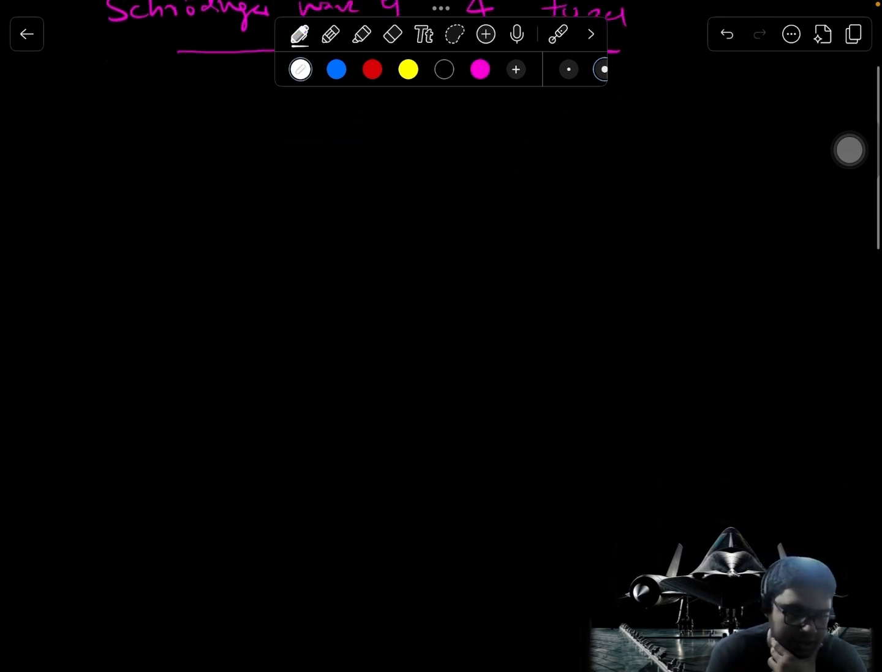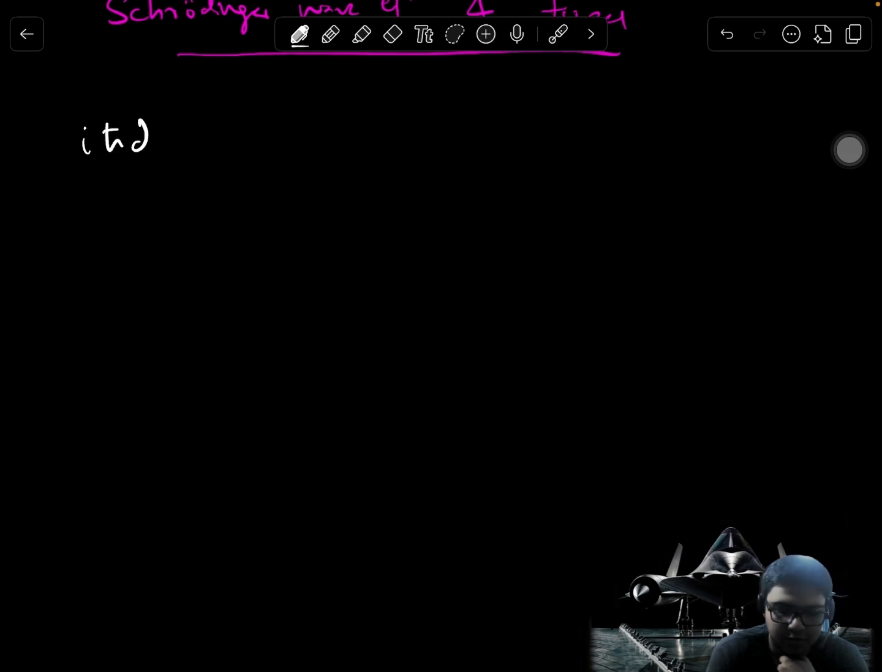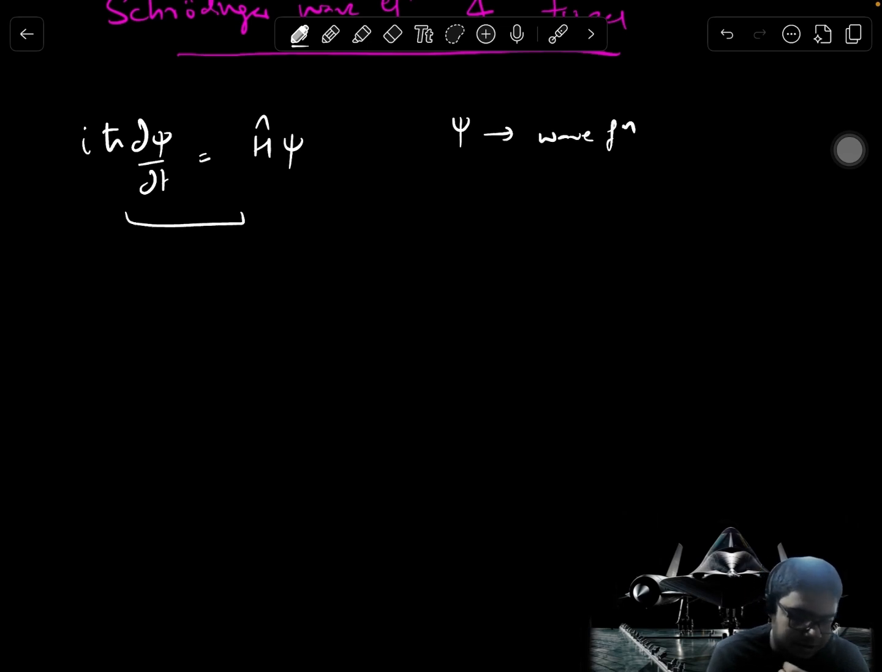So, first of all, we have the most basic form of the wave equation. i h cross dou psi over dou t equal to Hamiltonian of psi. Now this psi is what we call the wave function. And the h is called the Hamiltonian. It is something which we determine by putting in some other values. We'll see that later. So this is basically a linear differential equation. I'll show why I'm saying it's a linear differential equation.